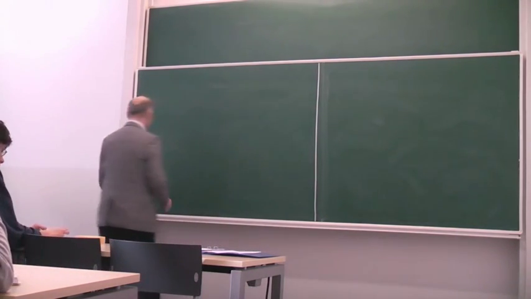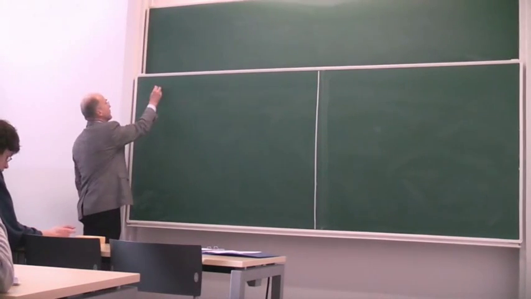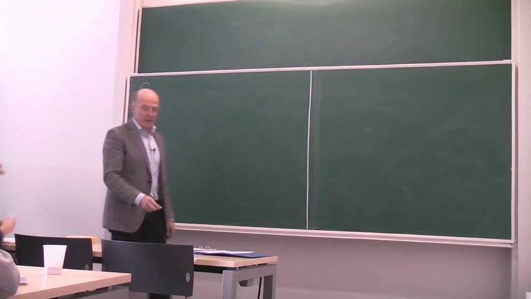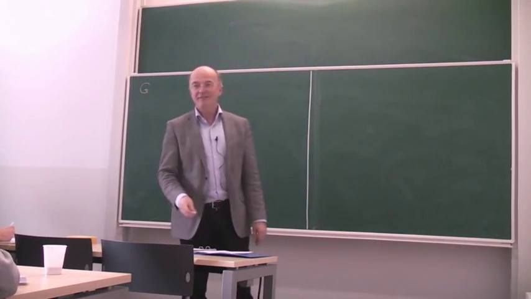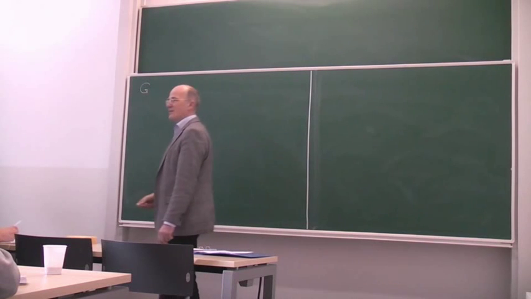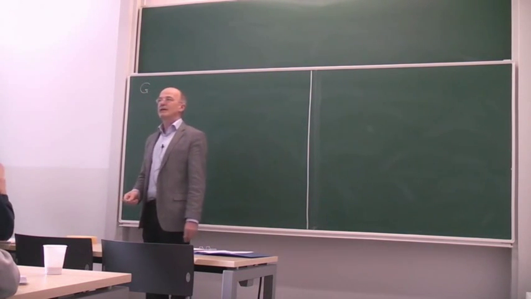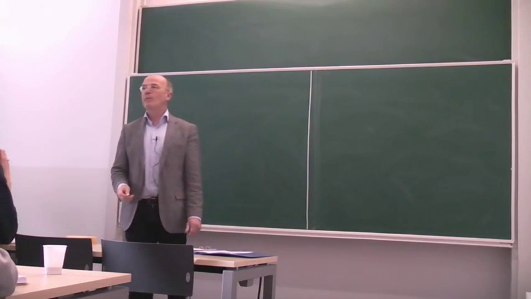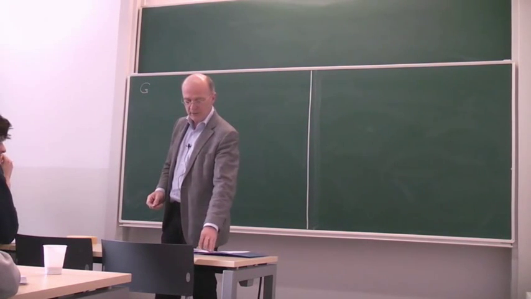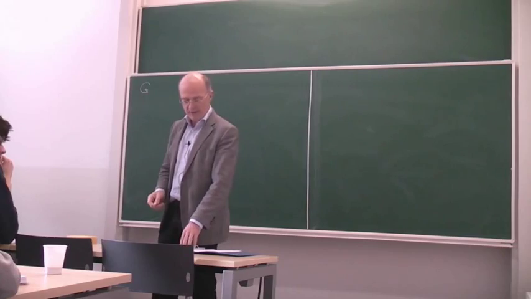So throughout my lecture, G will be a Lie group. So that means that G is a group and also has a manifold structure, and in such a way that the group operation and the inversion are smooth with respect to the manifold structure.